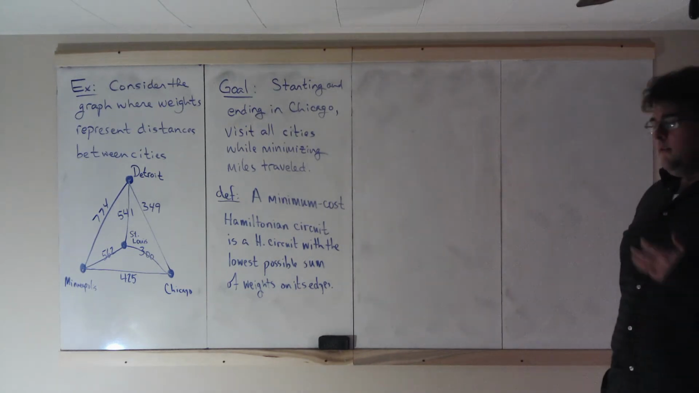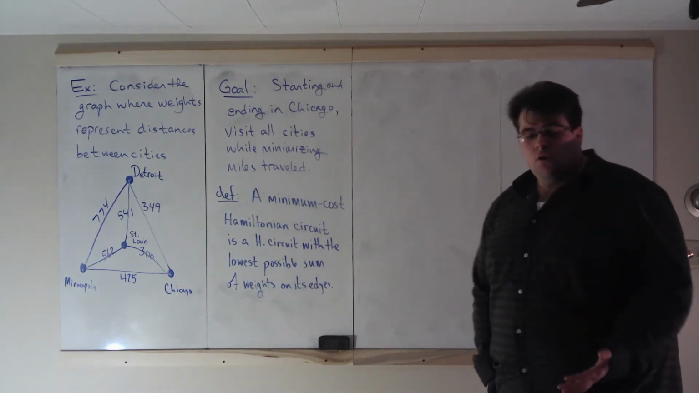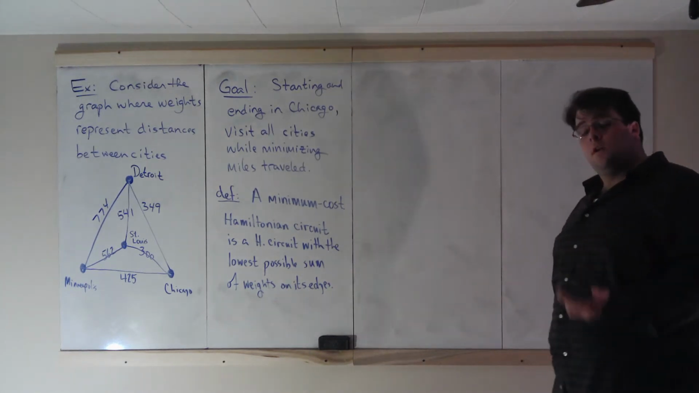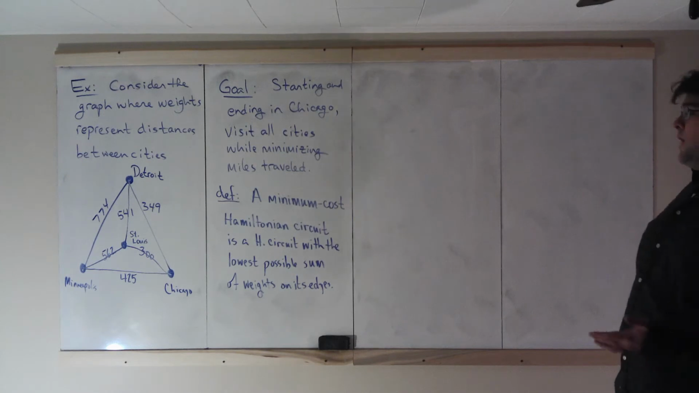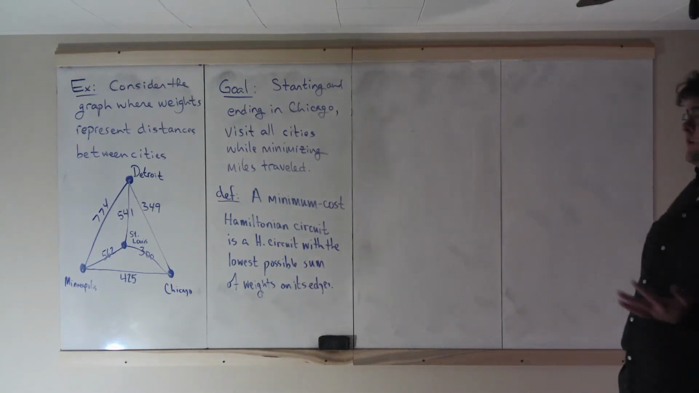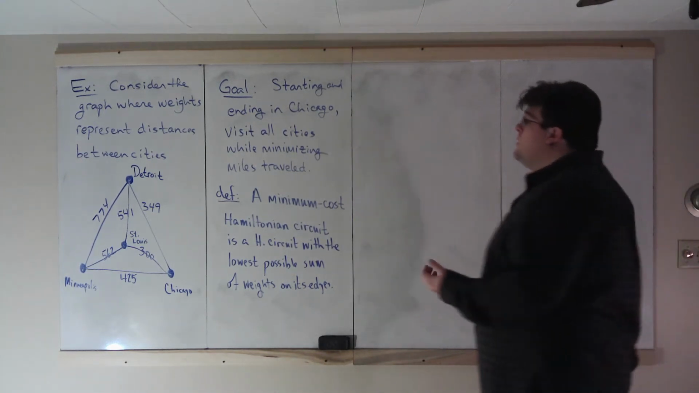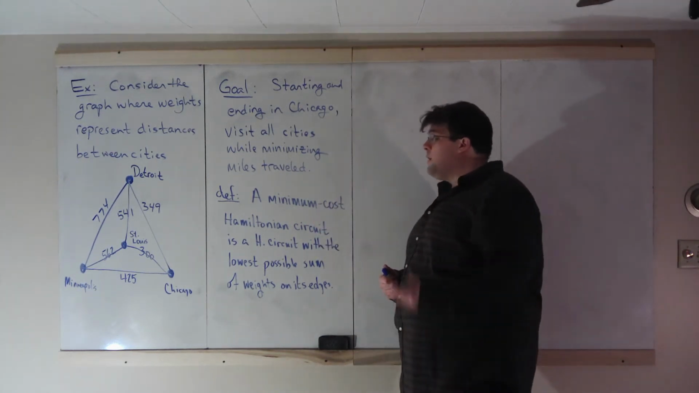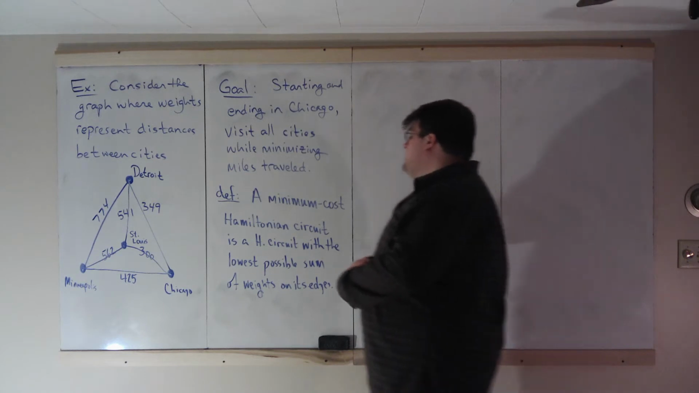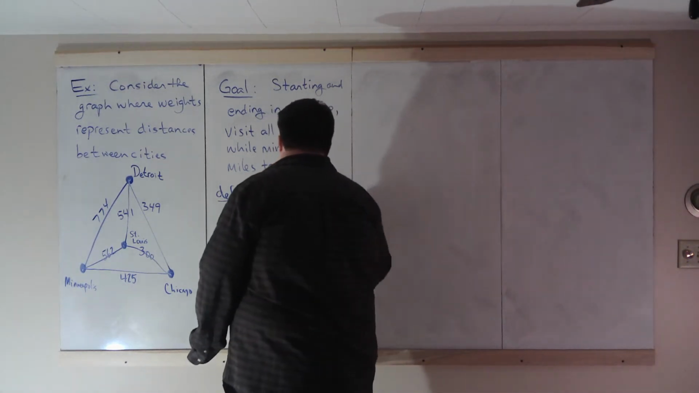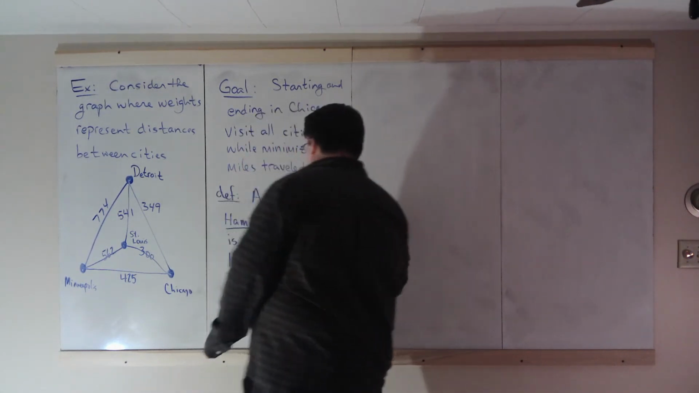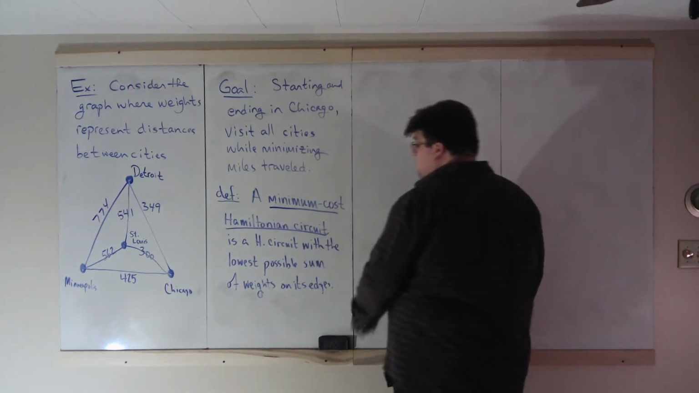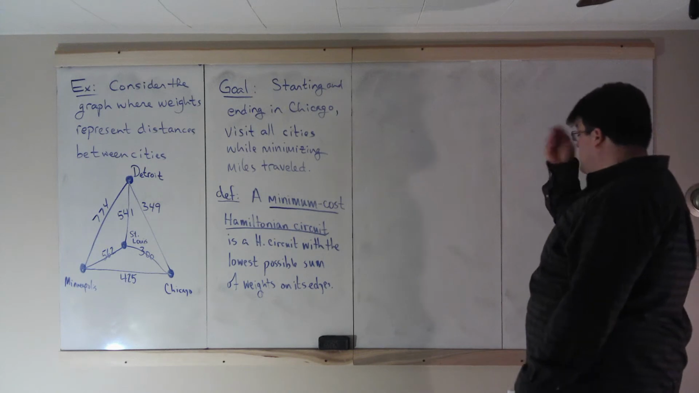And as I said before, there's no general way to find a Hamiltonian circuit in a given graph. We're going to look at 3 different ways we can go about doing this. Another way we could phrase this question is find a minimum cost Hamiltonian circuit. So I just include this definition here. A minimum cost Hamiltonian circuit is a Hamiltonian circuit with the lowest possible sum of weights on its edges.